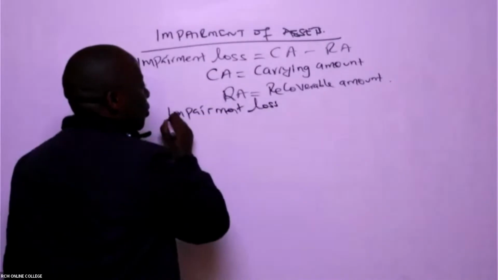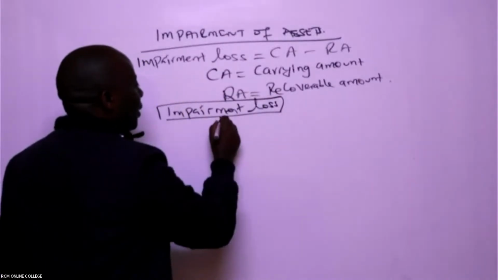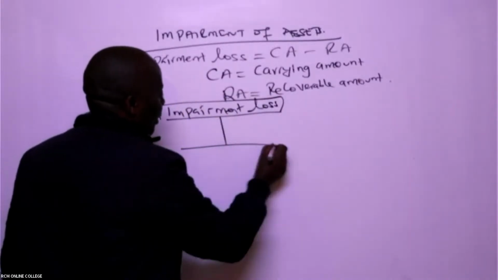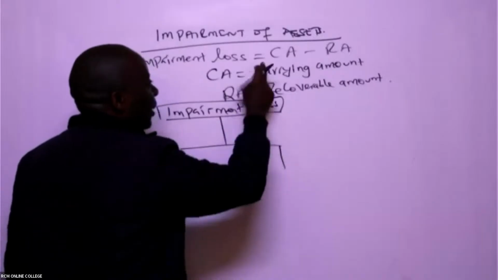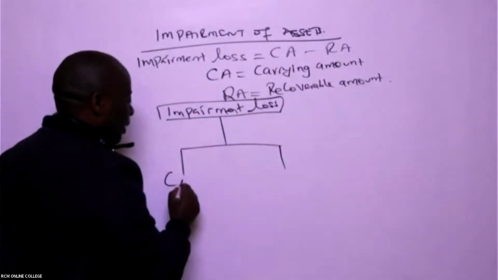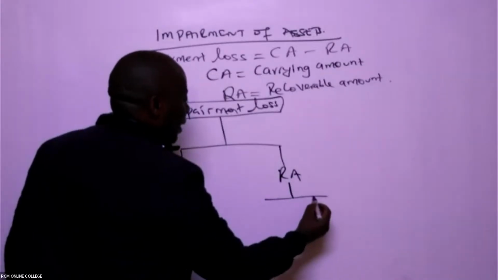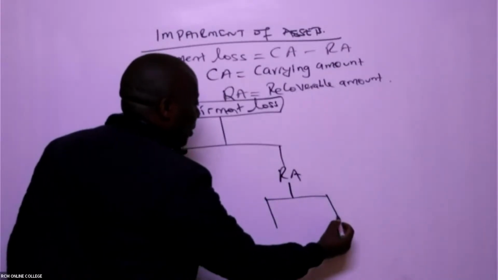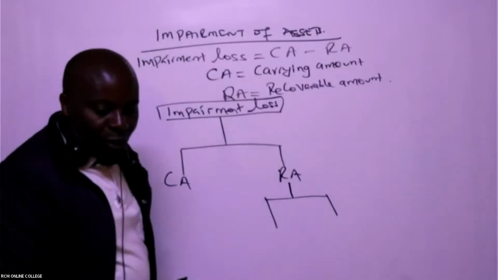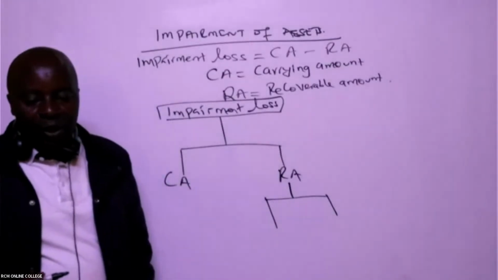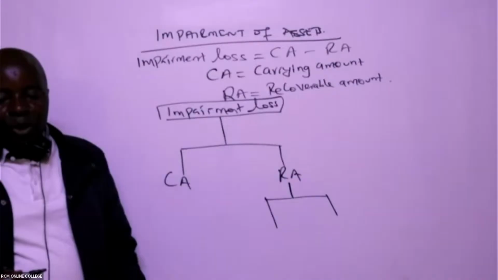then you must always draw something. Very important. You must always draw something here. You must start by putting this. So this is CAR, and this is recoverable amount. And it doesn't stop there. Recoverable amount, you must compare in between two things.